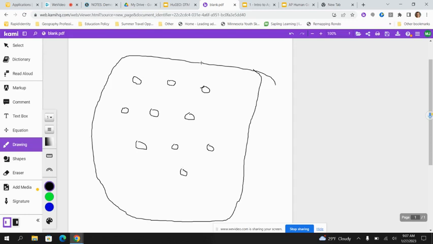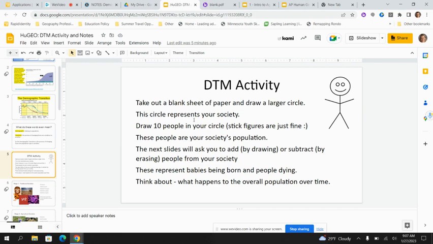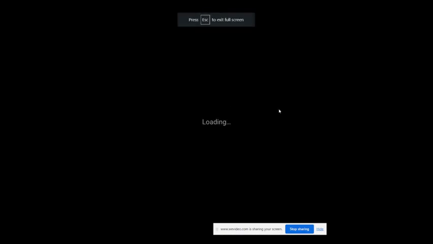Okay, so here's 10 people. All right, so we have a society. Our society exists of 10 people, and on the next slide, they're going to ask you to add or subtract people by adding or erasing.